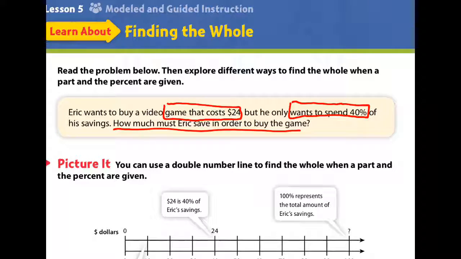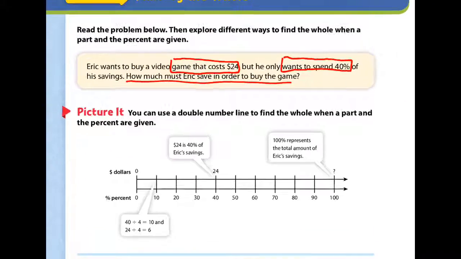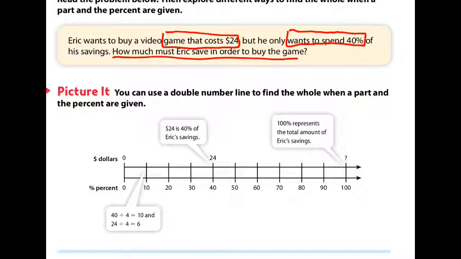All right, so the first strategy we're going to look at is the picture it strategy. And this says you could use a double number line to find the whole when a part and the percent are given. So remember, we know that the game costs $24 and that $24 is 40% of his savings. So notice here in the double number line, they have money on top. So we've got $0 and we've got a question mark here because that's the whole we have to find out. So remember, this is what we need to answer. Percent, well, that's easy because you start at 0 and you end at 100. So you don't have to think of it. And also notice we have it split into 10% increments. So we're counting by tens in the percent part.